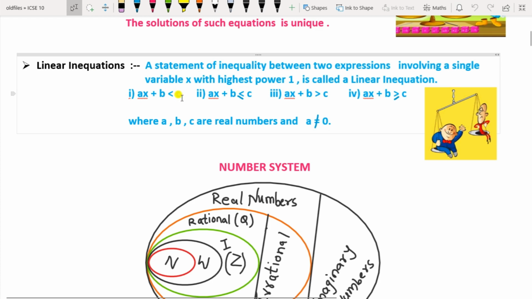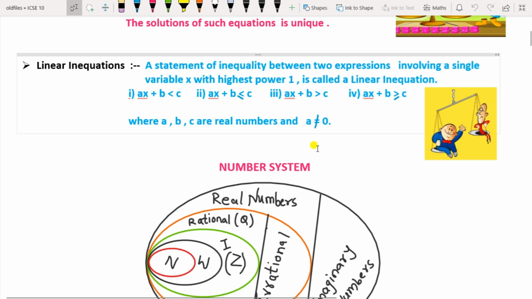Okay, so a linear inequation is a statement of inequality between two expressions involving a single variable x with highest power 1. That is the statement of inequality. Here also a, b, c are real numbers and a is not equal to 0. The solution of a linear inequation is not a unique number, but it is a set of numbers.